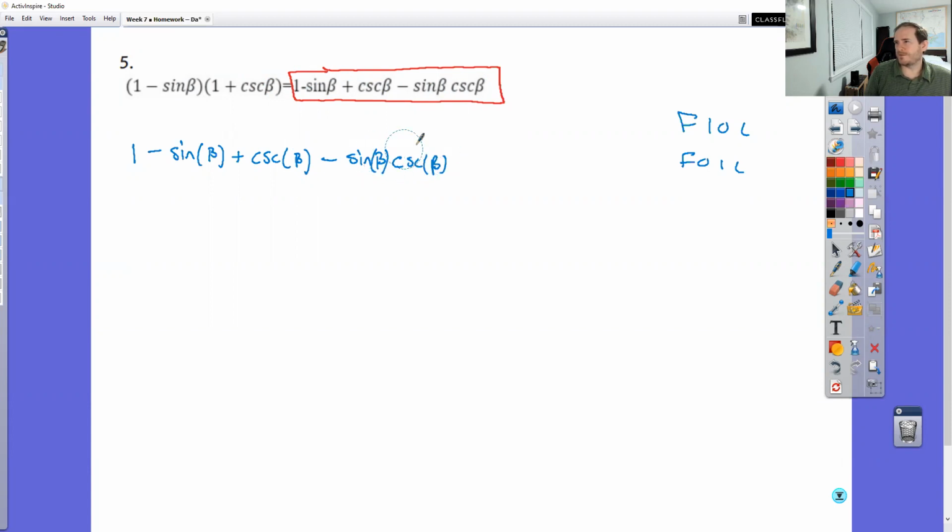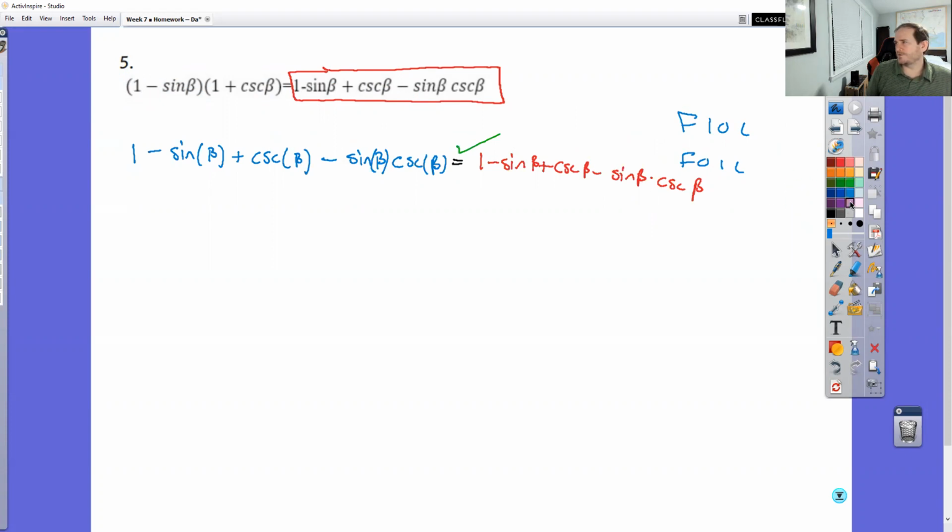I've been using parentheses, so I'll keep using them. You guys know that cosecant's 1 over sine, and that would cancel, and that would give you 1, and then the 1 minus the 1 would cancel, and we could actually have a simpler expression. But that's not how this goes. We're not simplifying. We're trying to verify. So it's not your job to keep going from here. Your job is to make the two sides match, and we've done that. So it's 1 minus sine beta plus cosecant beta minus sine beta times cosecant beta. So as far as this verification problem is concerned, you're done.